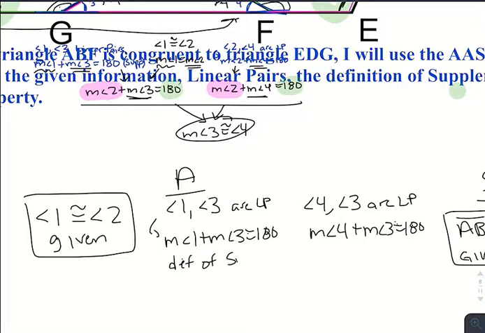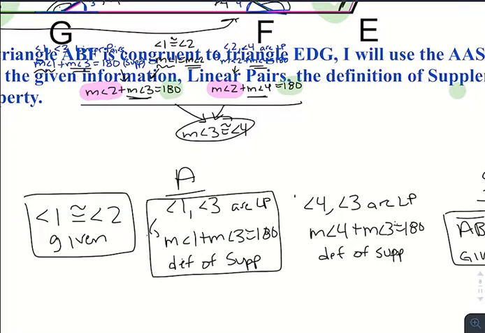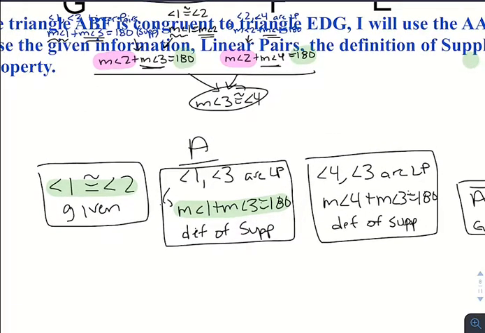Okay, this is also the definition of supplementary. Okay, and so let's kind of box these up. Okay, and so if I take this equation and I take this information, because in the end, I know that if 1 and 2 are congruent, I know the measure of angle 1 is equal to the measure of angle 2.